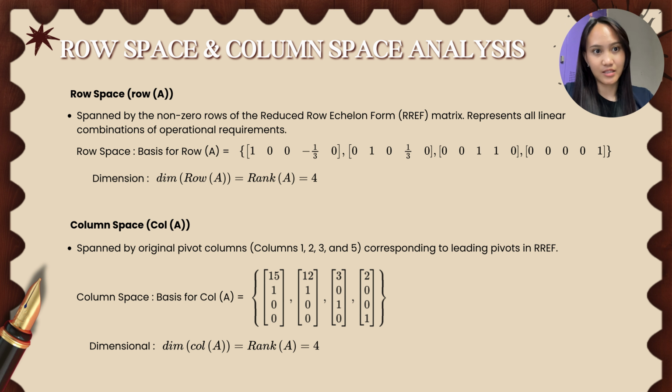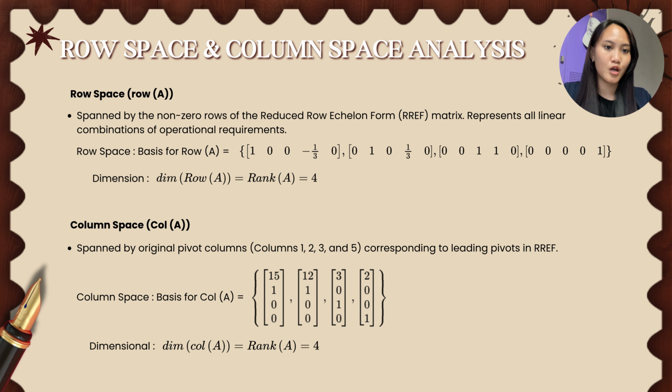As you can see on the slide, our row space yields a dimension of exactly 4, which perfectly mirrors the structural rank of our coefficient matrix A. This tells us that out of our constraints, we have formed 4 fundamentally independent equations dictating our system.